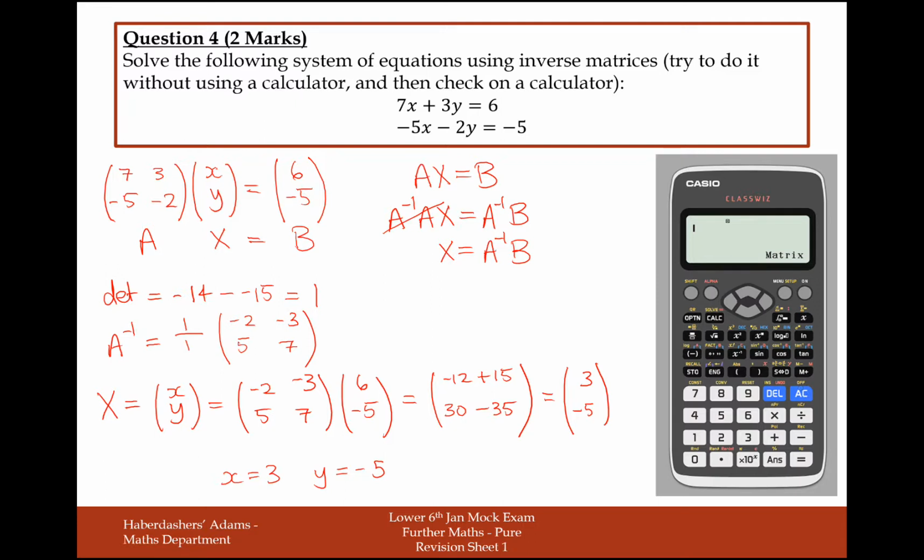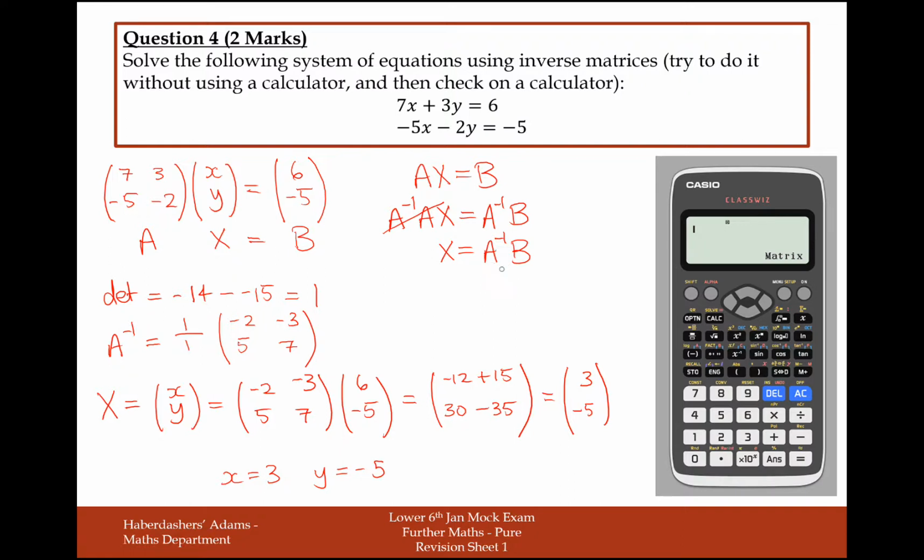And then you'll have to edit another matrix to form this matrix B up here. So what you need to do here is select option, and then we need to edit the matrix, so we need to select option number 2, and then we need to edit matrix B, so we'll select option 2 again. You'll have to select the dimensions here. It's a 2 by 1 matrix, and then enter the values of 6, minus 5. Once you've done that, click AC to clear the screen.